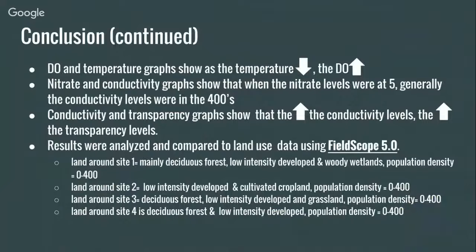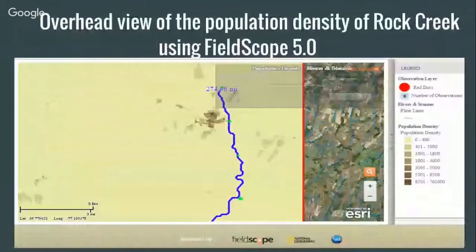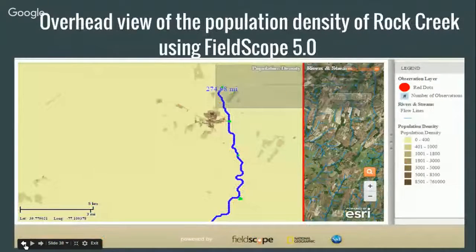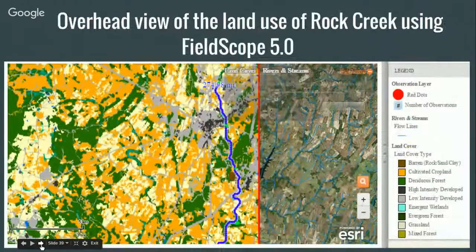The land around Site 1 is mainly deciduous forests, low-intensity developed, and woody wetlands. The land around Site 2 is low-intensity developed and cultivated cropland. The land around Site 3 is deciduous forests and low-intensity developed grassland. The land around Site 4 is deciduous forest and low-intensity developed.